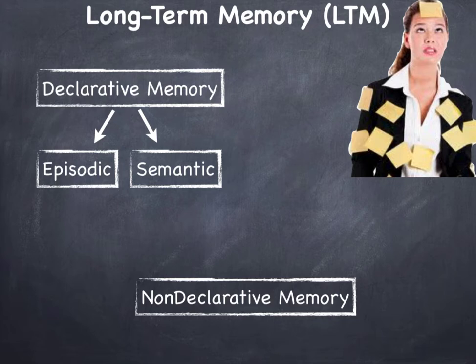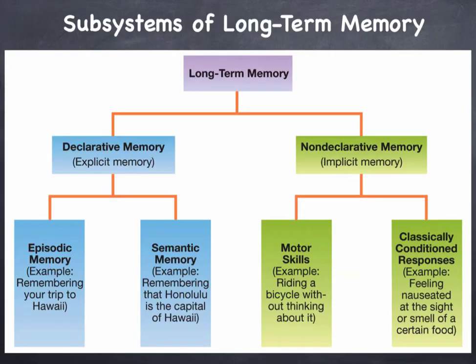So an overview of memory is this image here. We have long-term memory that's divided into declarative and non-declarative, often described as explicit memory versus implicit memory. And then you have episodic and semantic memory following underneath declarative, and you have the motor skills and the classically conditioned responses under non-declarative.